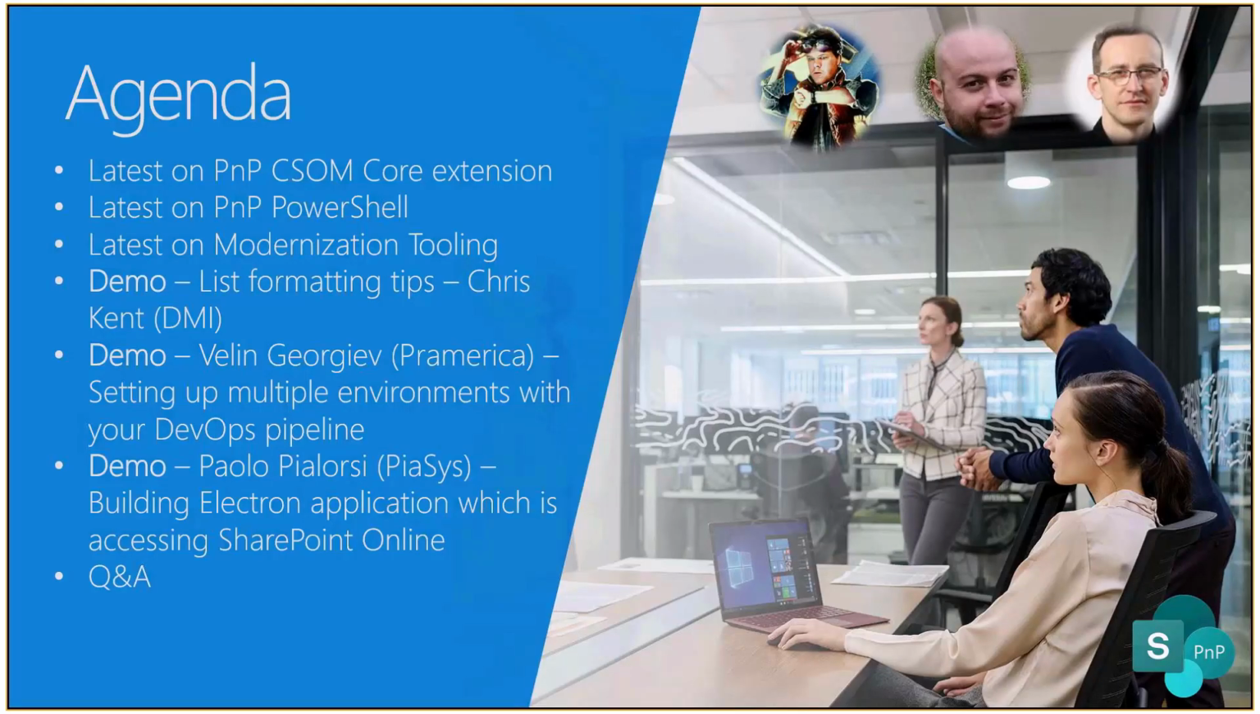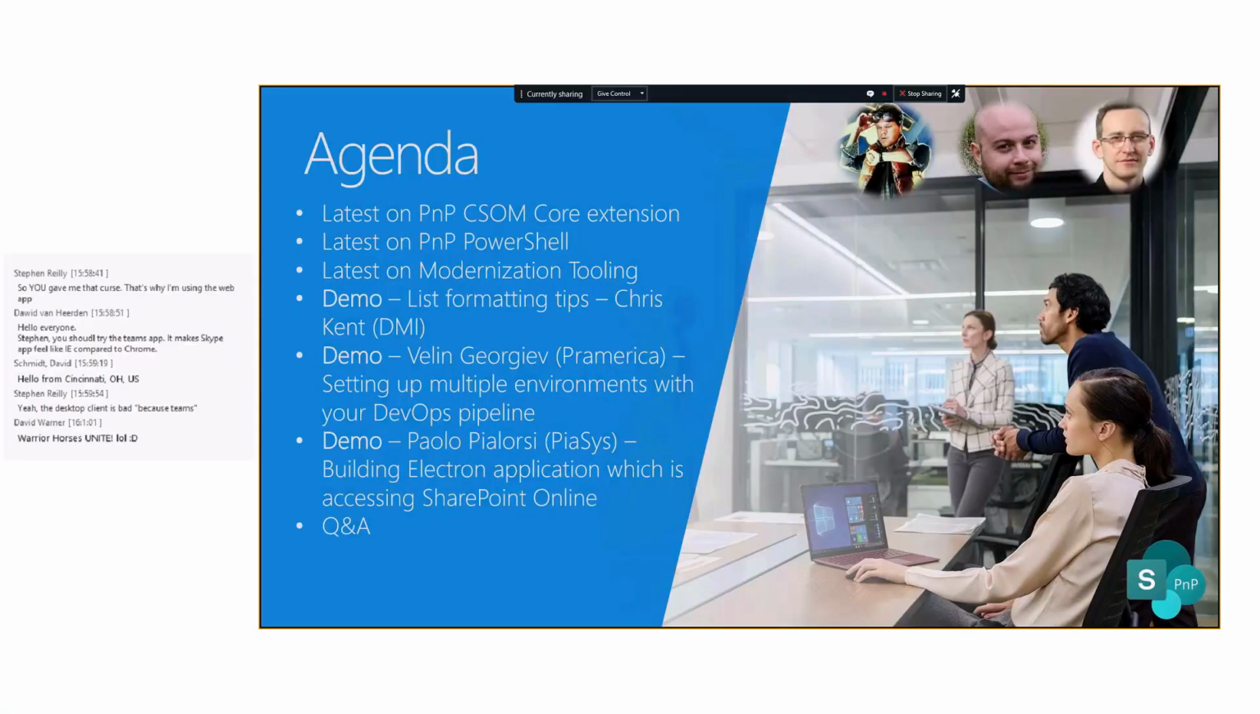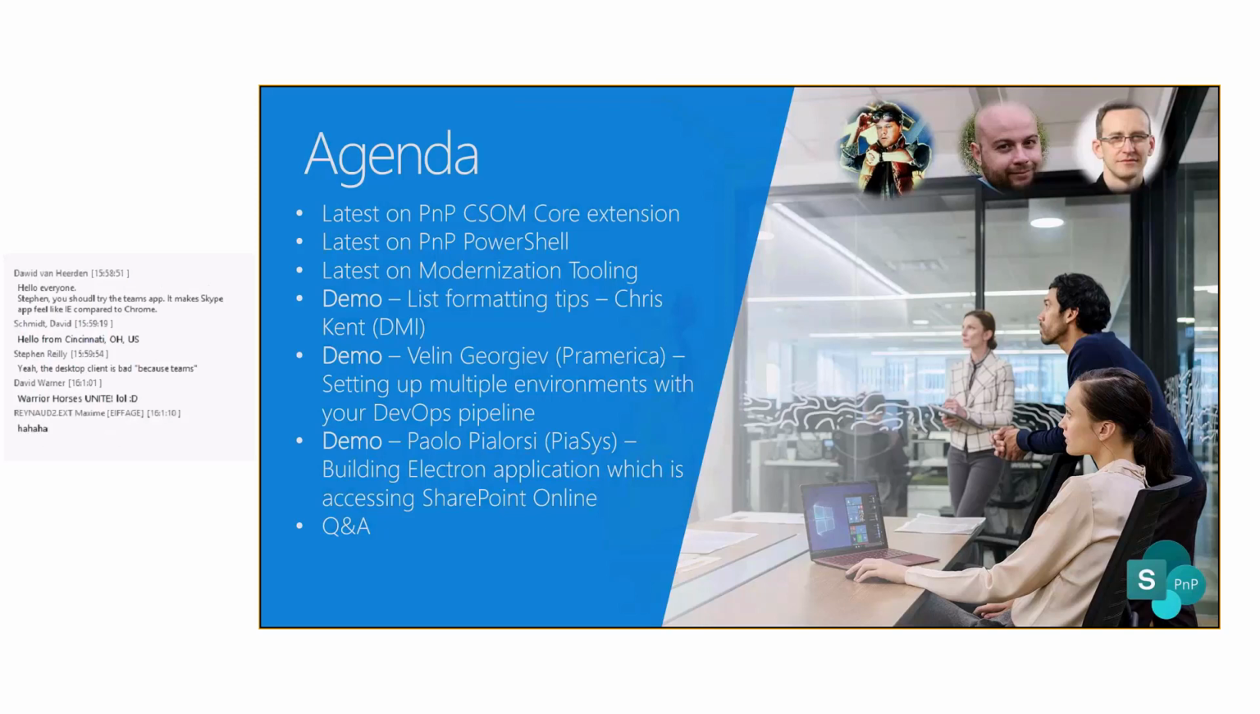We'll follow the usual agenda, so we'll give you an update on the latest on CSOM, PowerShell, Modernization. Then Chris Ken's Warrior Horses hopefully are there as well, and they have some nice list formatting tips for you. Next we have Velin showing us how to set up multiple environments in Azure DevOps. And finally, a really cool demo from Paolo around building an Electron application that calls back to SharePoint Online. And maybe we have time for Q&A, we'll see. Typically we don't have time, but maybe I talk faster than Vesa, so maybe there is.